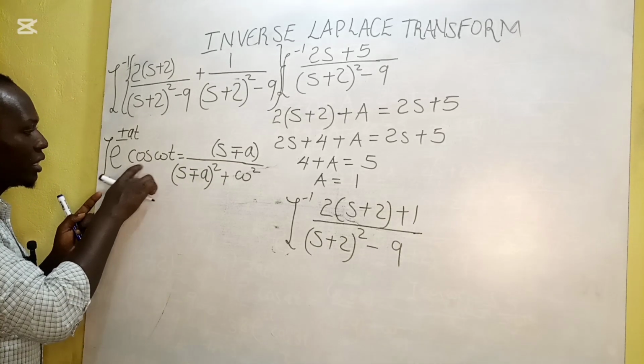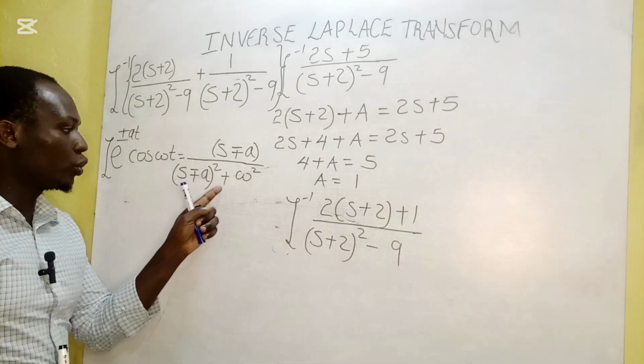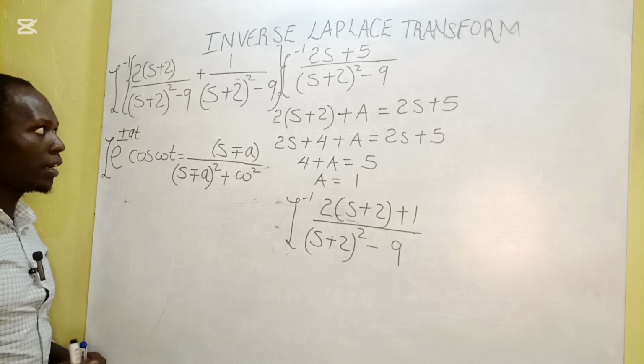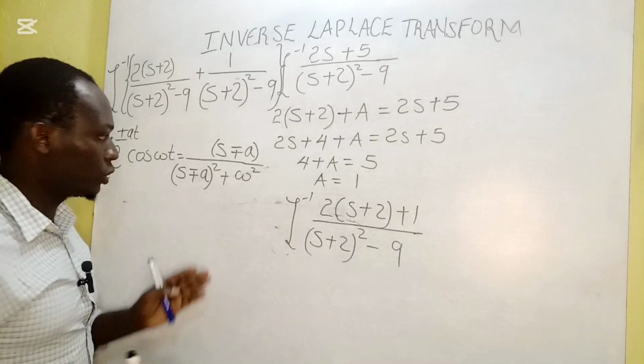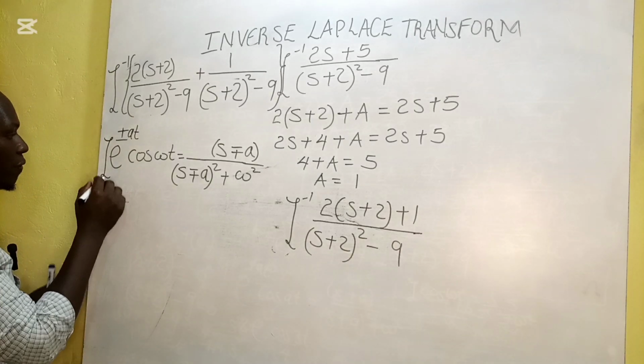Let us now come and check at this point. You will find that when it is a trigonometric function, we are having a positive sign here. Let us check on the hyperbolic function.